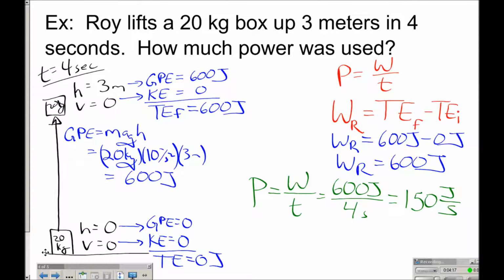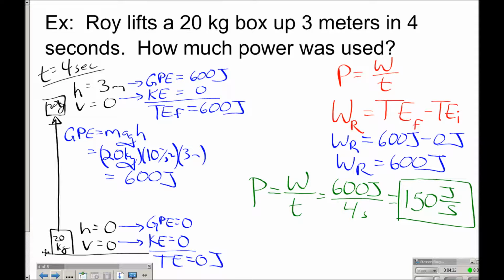All right. Another way of saying that is he gave the box 150 joules of energy every second. So for every second that he was lifting it, he did 150 joules of work. He gave it 150 joules of energy. Okay? So that's our power, 150 joules per second.